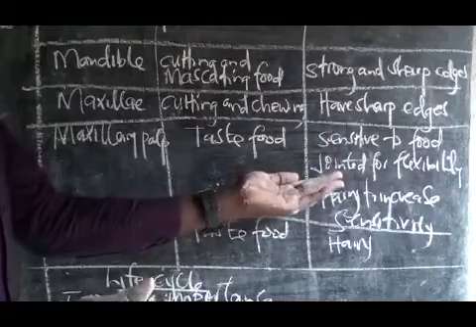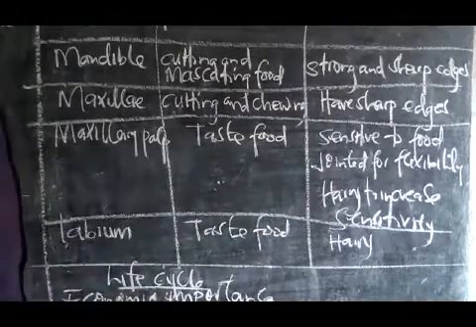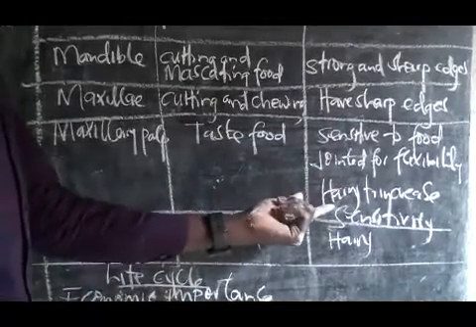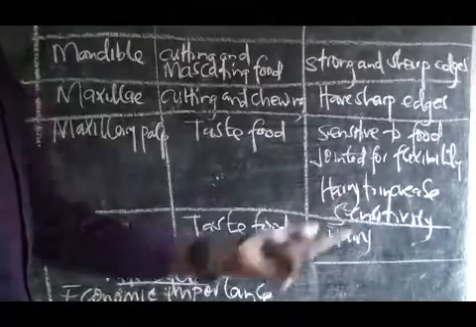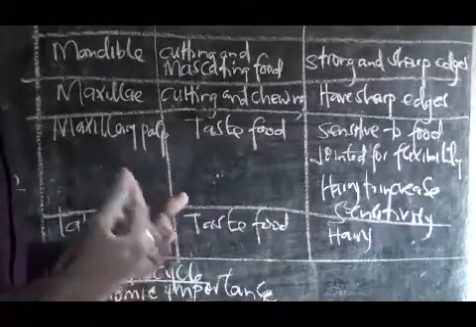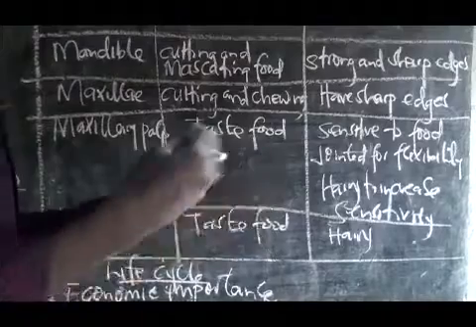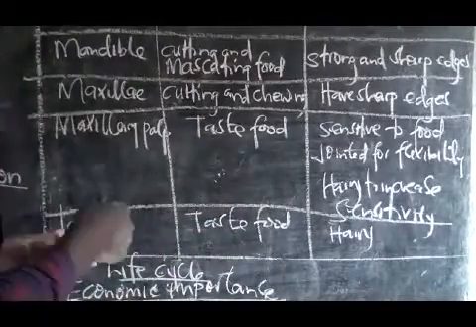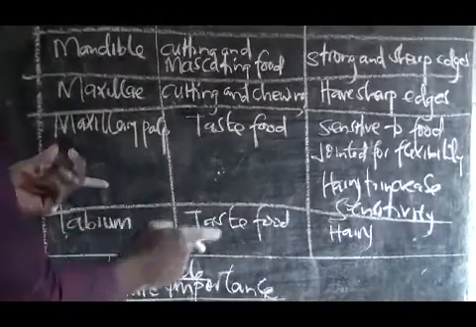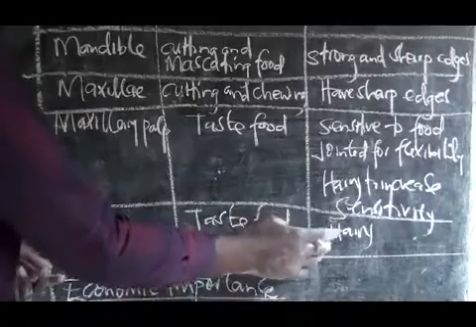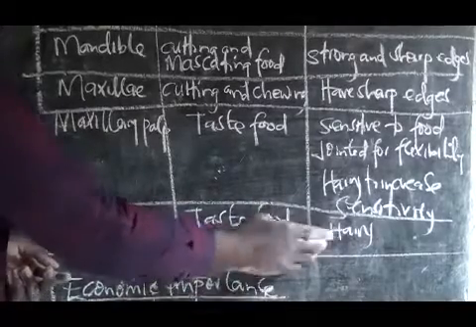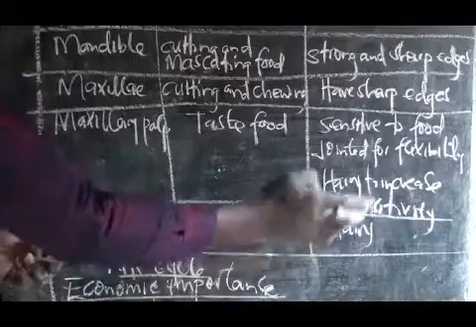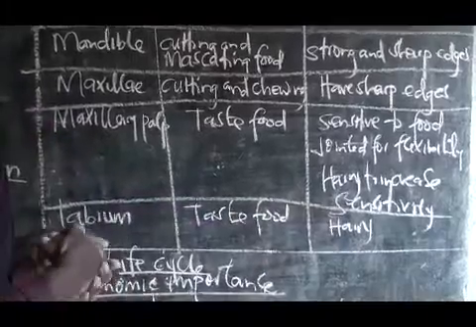Now, the adaptation is these are sensitive to food, and then they are jointed for flexibility. If it was not jointed, it would not be easily flexible. Then we have hairy to increase also sensitivity. The hairiness always increases sensitivity when it holds a food particle. Then we have the labium, whose function is to taste food, and also we know that it is hairy. And of course we know that hairiness always increases the sensitivity in this insect.